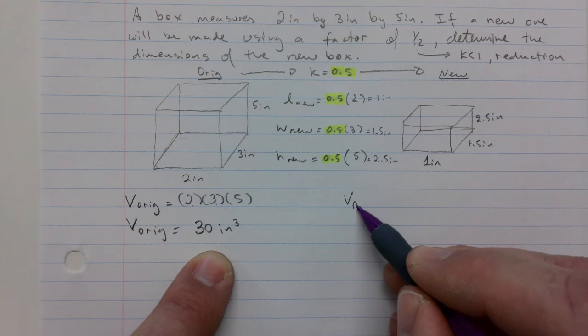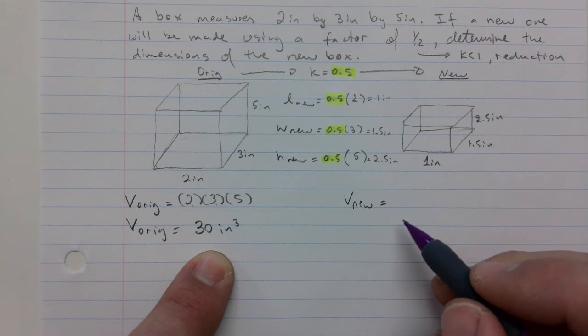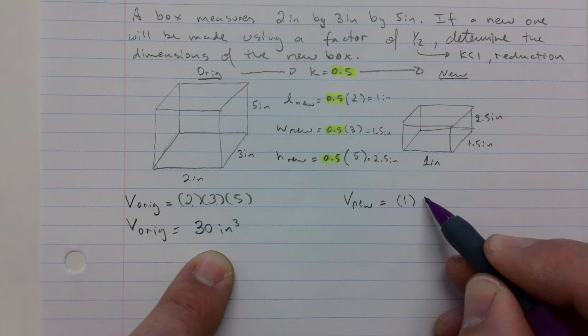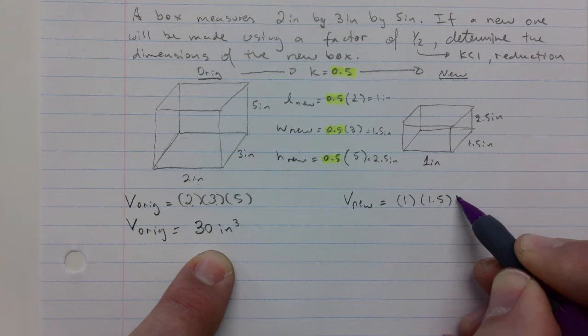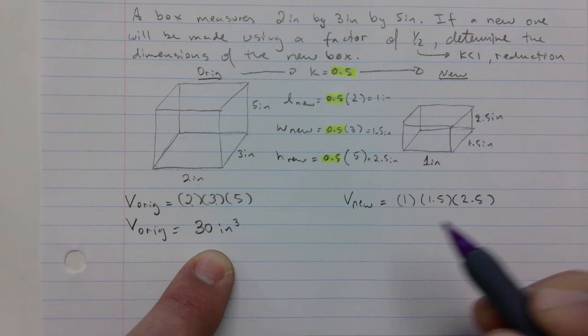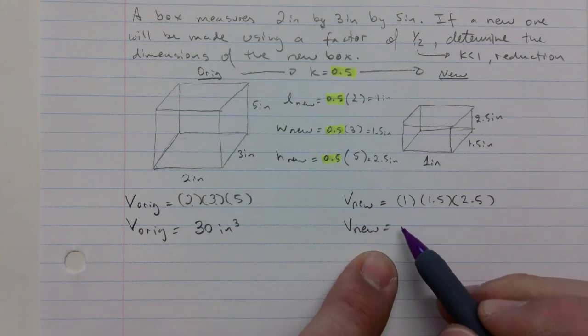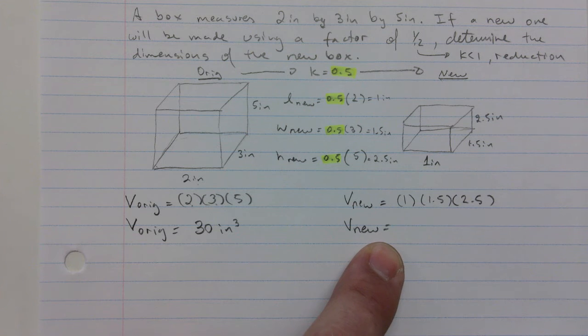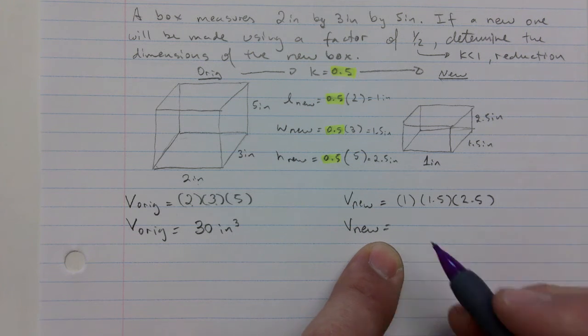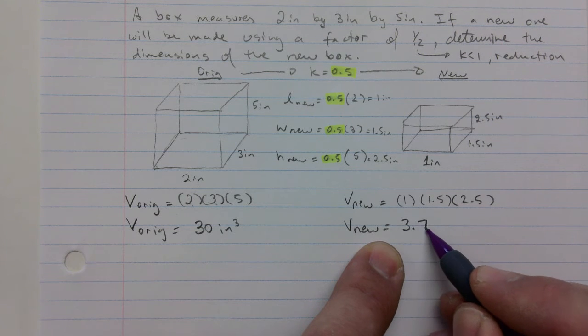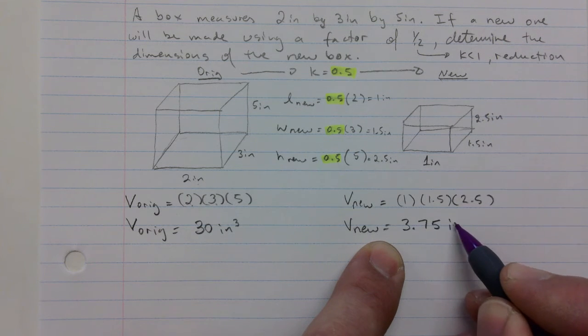The volume of the new shape, of the new object, is 1 times 1.5 times 2.5. Volume of new is, and this one, just to make sure, I will do that on my calculator as well. That'd be 3.75 cubic inches.